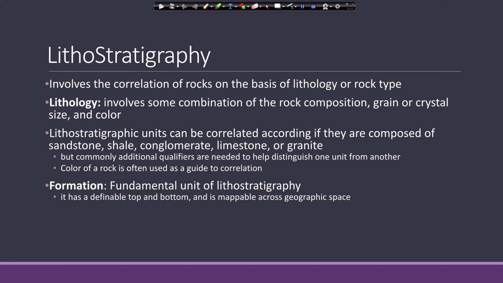Formation is the fundamental unit of lithostratigraphy. So if you're talking about lithostratigraphy, you generally call them formations. It has a definable top and bottom and is mappable across a geographic space. So you can say, here's the bottom of this unit, here's the top of this unit, and I can map it over more than one location.